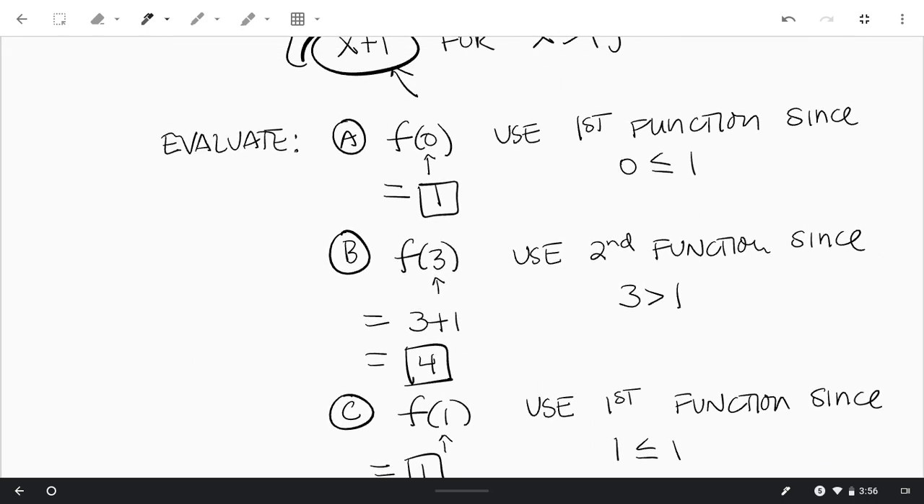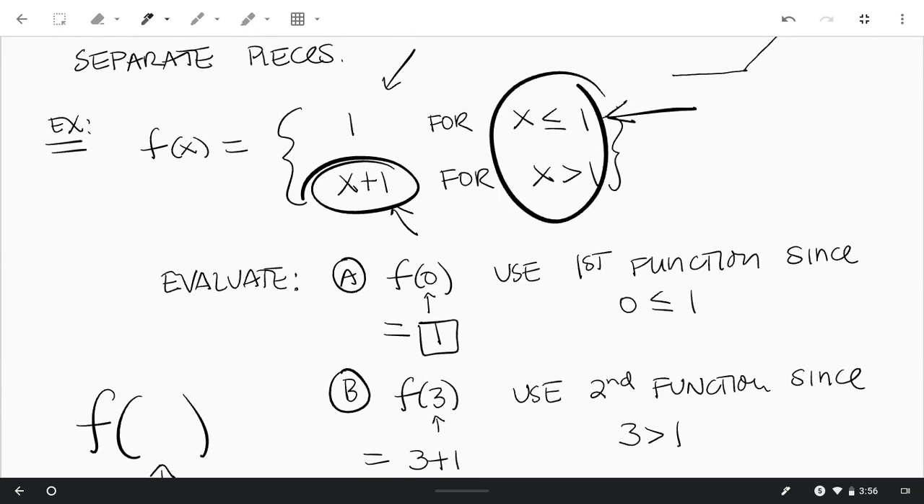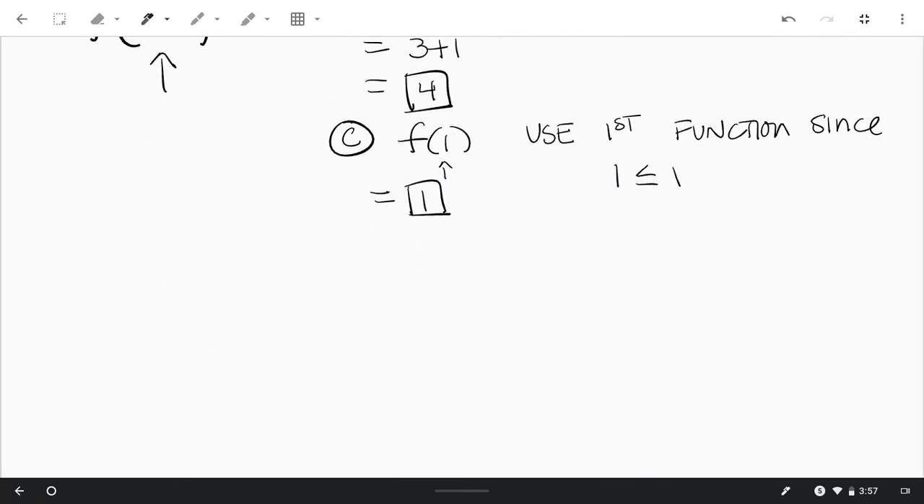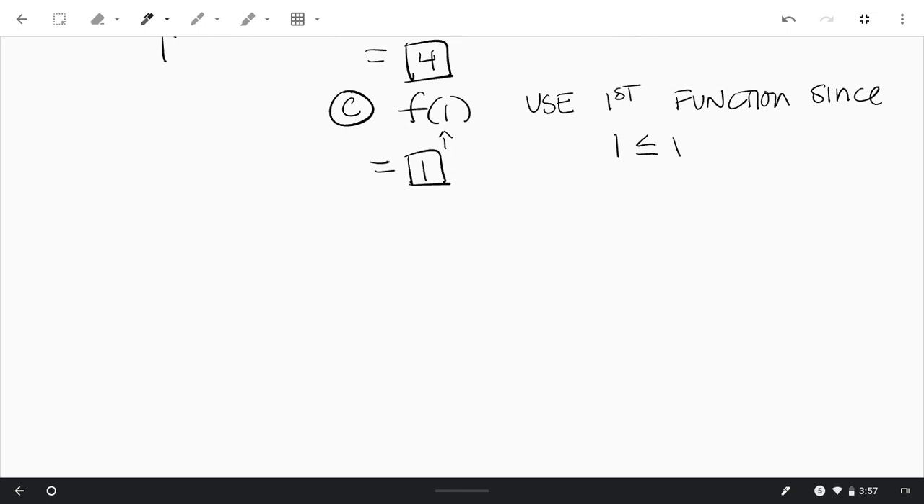You have to decide whatever number is there, you have to see how it fits in over here. If it's a number that's less than or equal to 1, then you use this function. If it's a number that's greater than 1, then you use this one. All right. And then let's go ahead and take a look at the graph of that piecewise function.